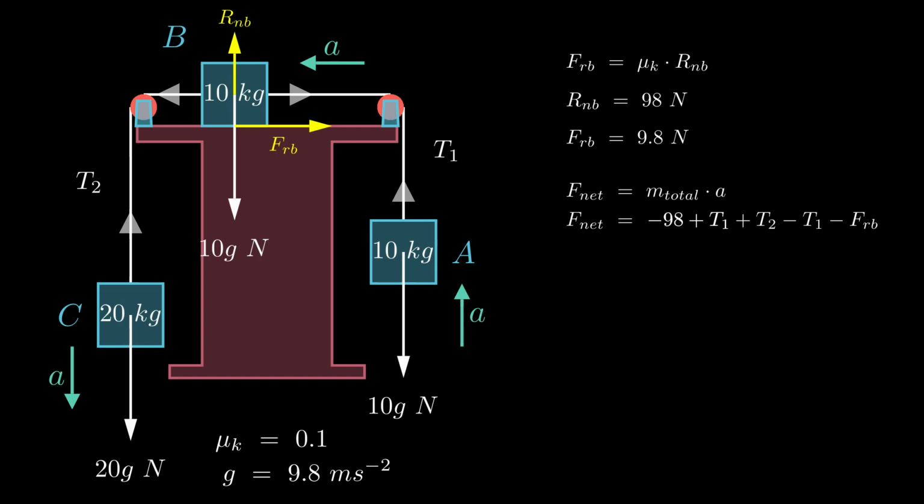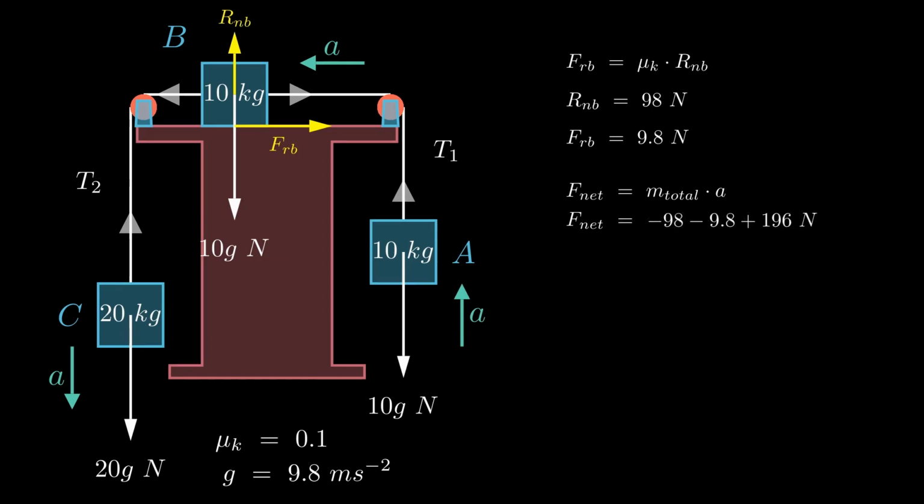Let's shift our focus to object C. In this case, the weight vector aligns with the direction of acceleration, so we consider it as a positive vector. However, the tension T2 is in the opposite direction to acceleration, so we take it as a negative vector.